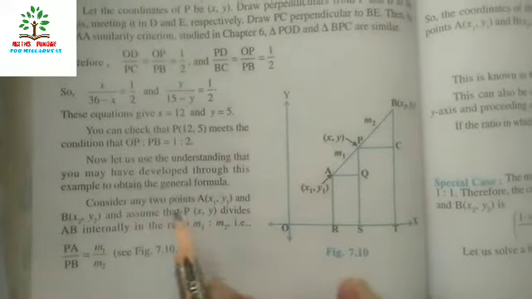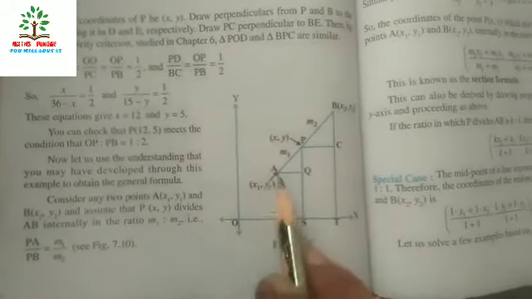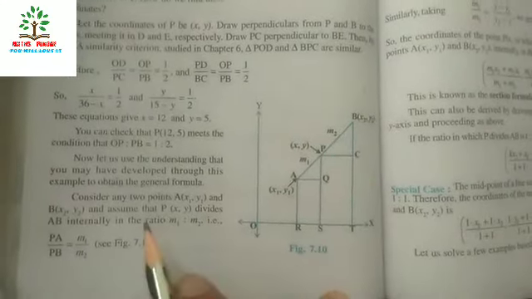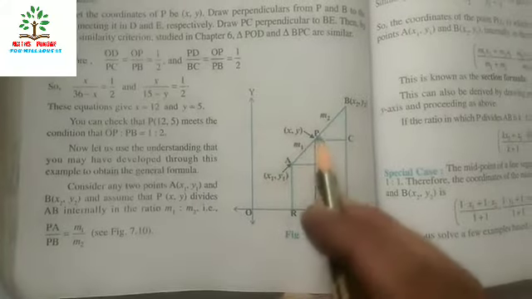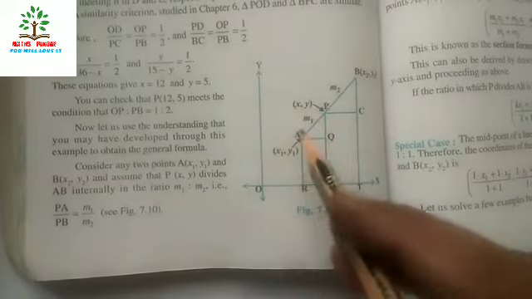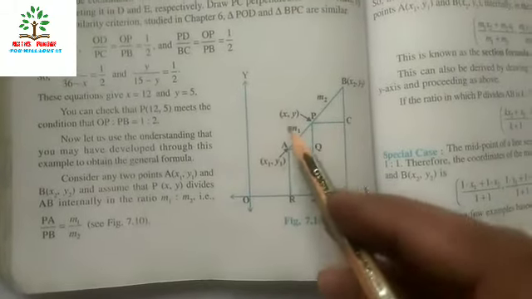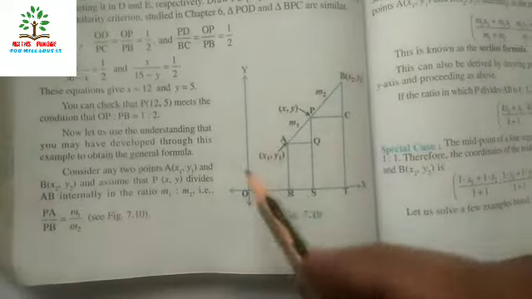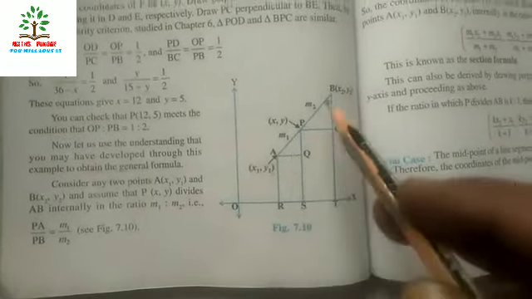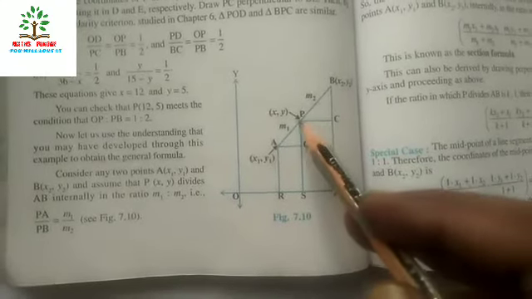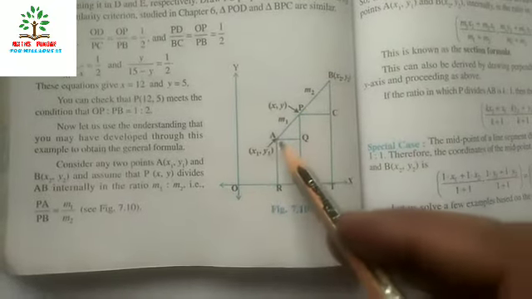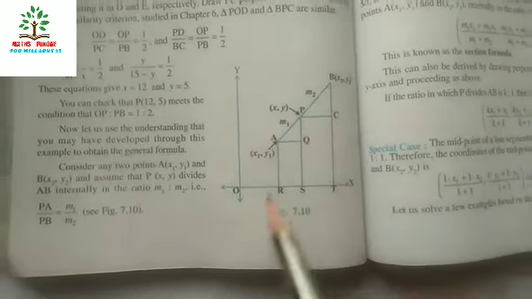So considering here any 2 points A, coordinates x1 y1 and B coordinate x2 y2, and assume that P is a point anywhere in between them whose coordinates are x comma y, divides AB internally in the ratio m1 is to m2. So this is the question: a line segment is given in coordinate geometry, and the ratio is given. We have to find the coordinates of a point which is inside this line segment AB. So how to find this?